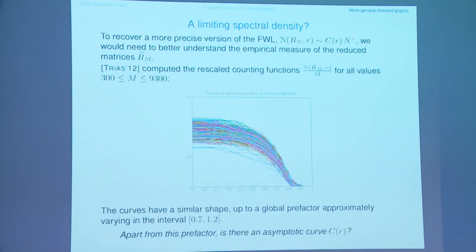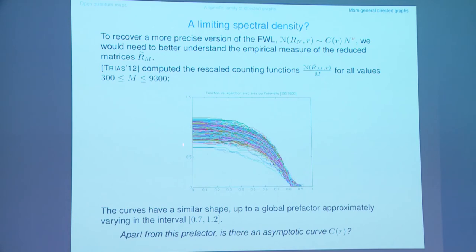This student also did a few numerics. He computed the spectrum of all the matrices from 300 to 9,300, without my knowledge. He liked to play with machines, and he plotted all the counting functions, now counting the number of eigenvalues larger than r. Each color corresponds to a specific value of n. He rescaled by this n to the nu, by the dimension of the reduced matrix, which is what you should do, and he found this type of curve.